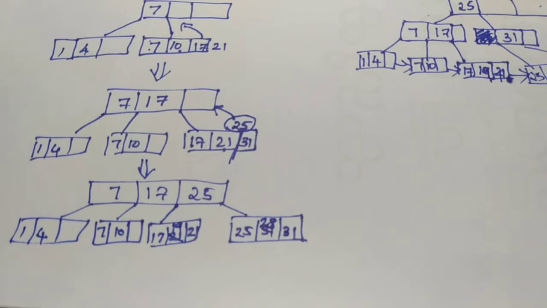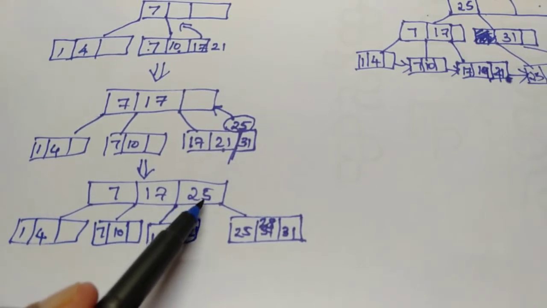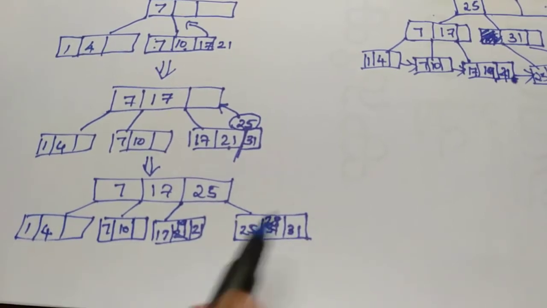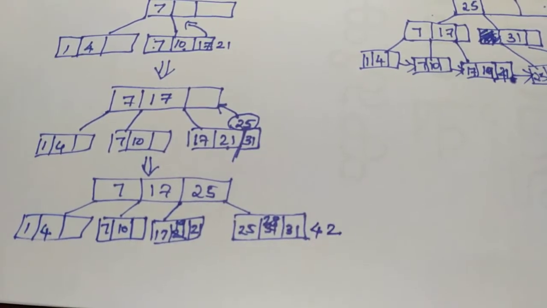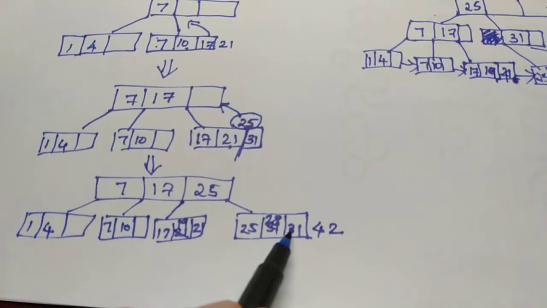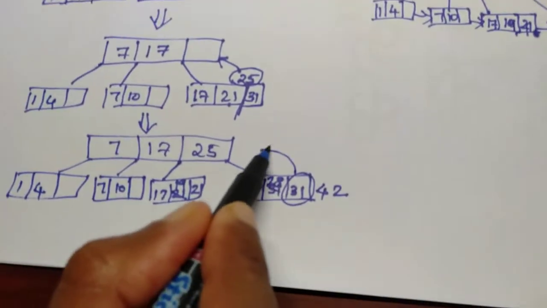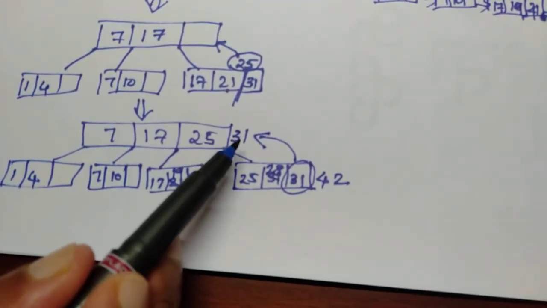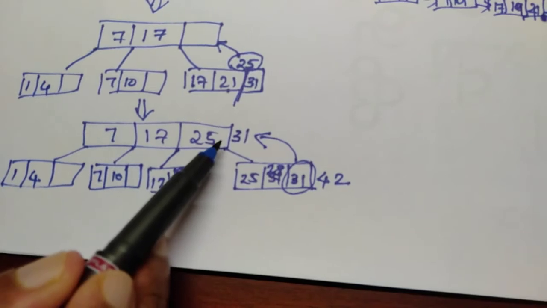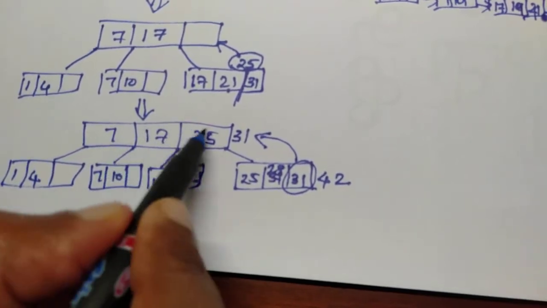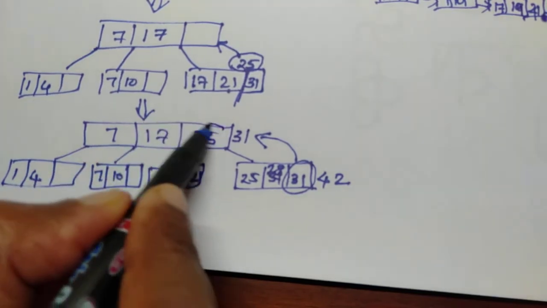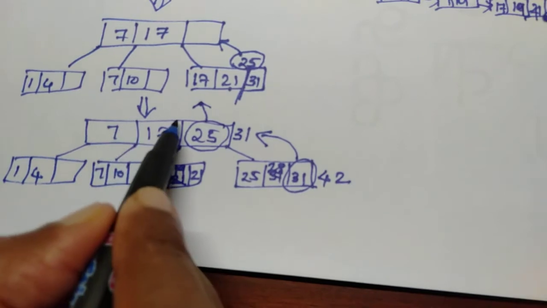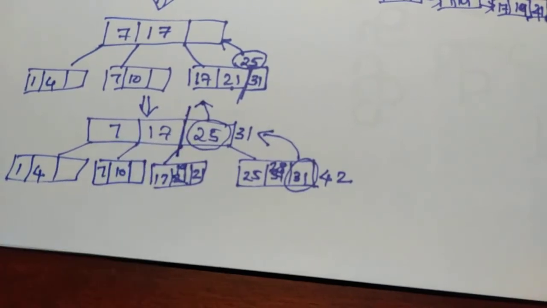Now 42. I have a problem. 42 is greater than 25. This is completely full. So I need to place 42 over here. So again I need to split. Now my problem is when I try to place this on top over here, I need to place 31 over here. When I try to place it over here, my problem is there is no place over here also. So now I have to create a new root node. So this element will go up into the root and there will be a split from this direction.